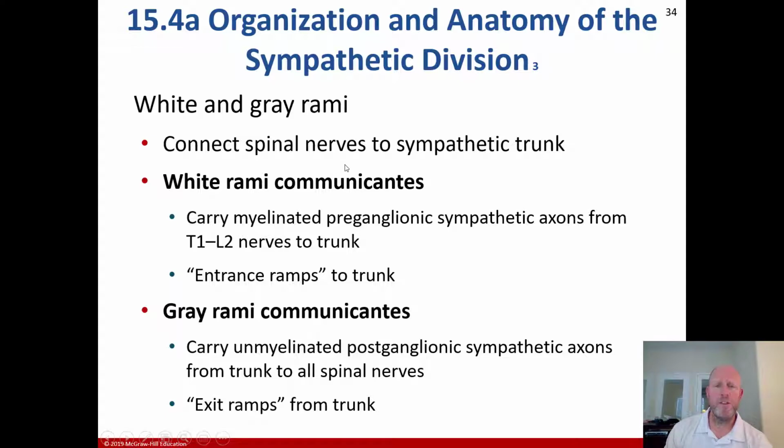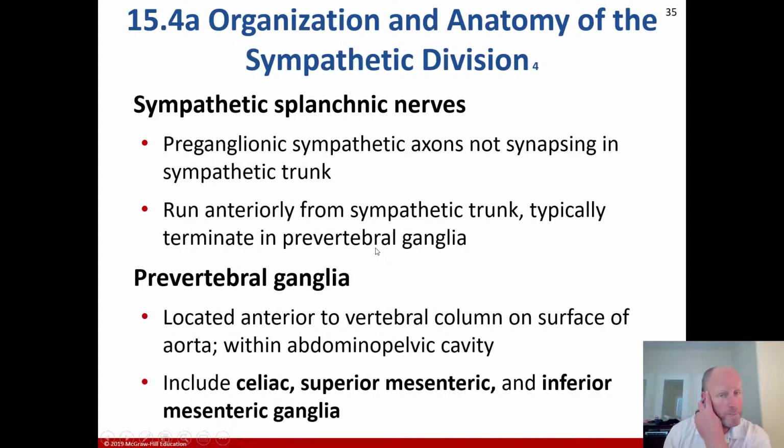For the organization anatomy of the sympathetic division, okay, the white and gray rami connect the spinal nerves to the sympathetic trunk. The white rami communicantes carry the myelinated preganglionic sympathetic axons from T1 to L2. They're the entrance ramps to our trunk. The gray rami communicantes carry unmyelinated, right? That's why they're gray and not white. Postganglionic sympathetic axons go from the trunk to all the spinal nerves. And these are the exit ramps from the trunk.